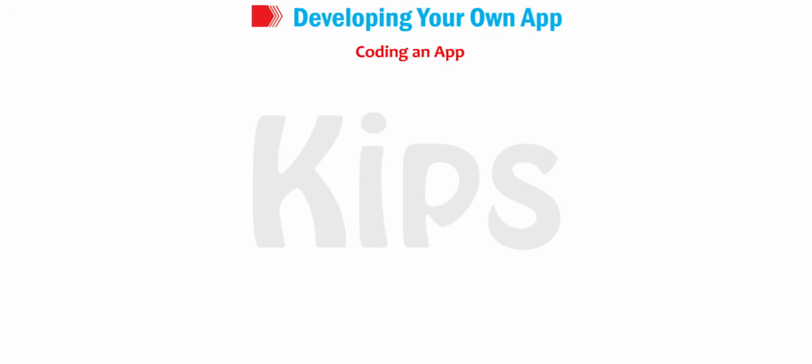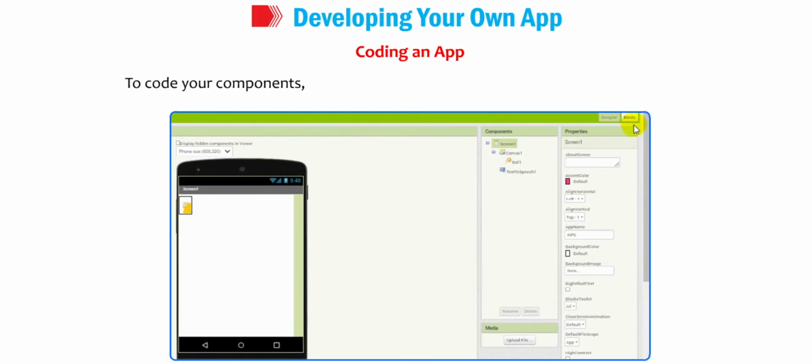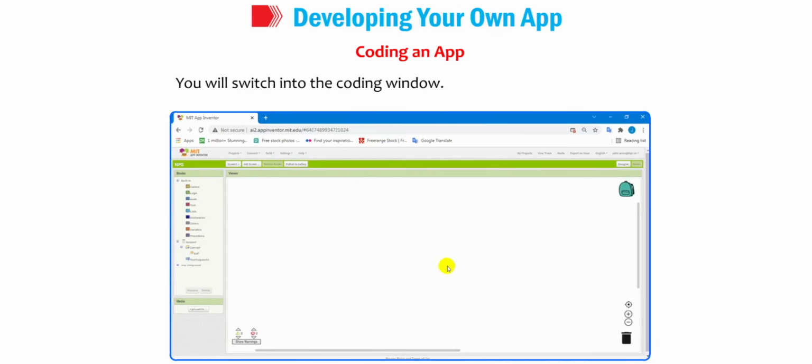Coding an app. Coding in MIT App Inventor is very similar to Scratch. To code your components, click on the Blocks button located in the top right corner. You will switch into the coding window. Here you can add your code.